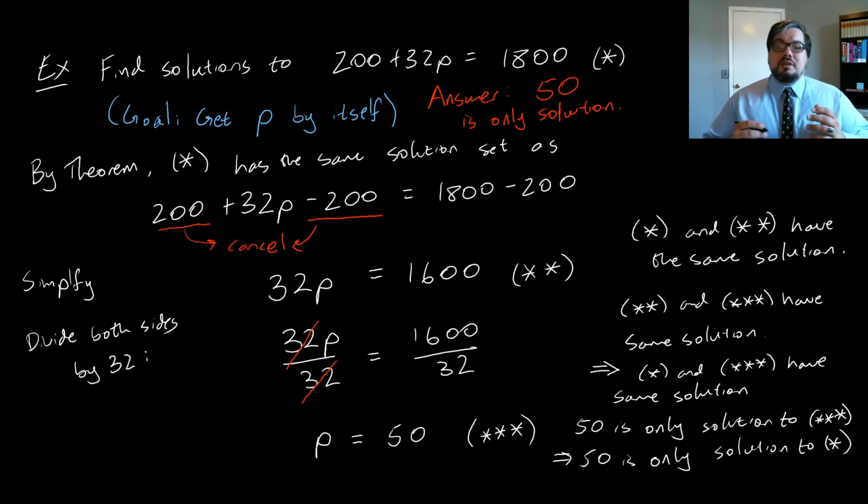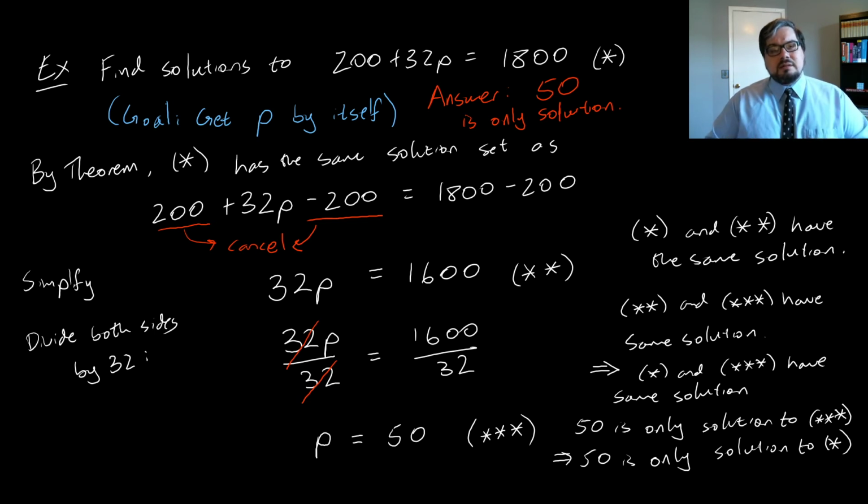So, what does this mean in the context of our original problem? Remember that this equation came from our problem where we wanted to find out how many people we could invite to our party in order to use up our whole budget, and now we have our answer. We can invite 50 people to the party. That will use up the entire budget with none left over. So that's the answer to the party problem.